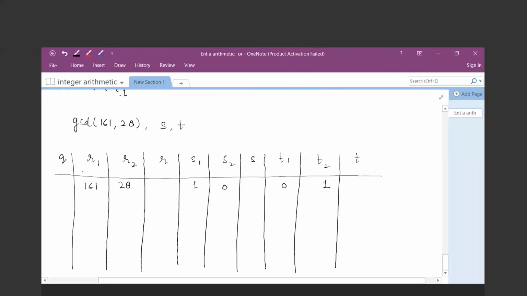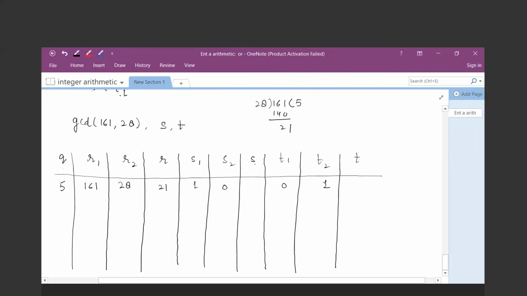Now you have to find out the quotient and the remainder. To find the quotient, you have to divide 161 by 28. The quotient will be 5 in that case. I will just do it and tell you, because some students do not understand. So this one is 21. Okay, so 5 is the quotient and the remainder is 21.